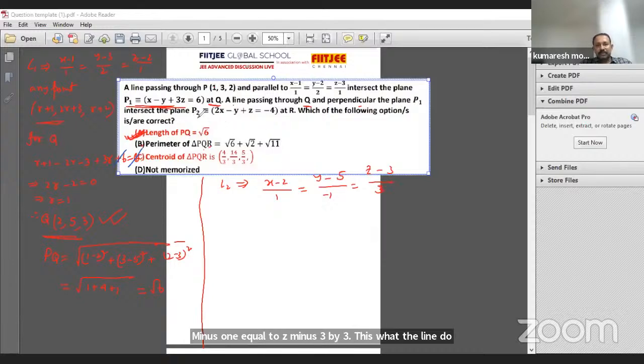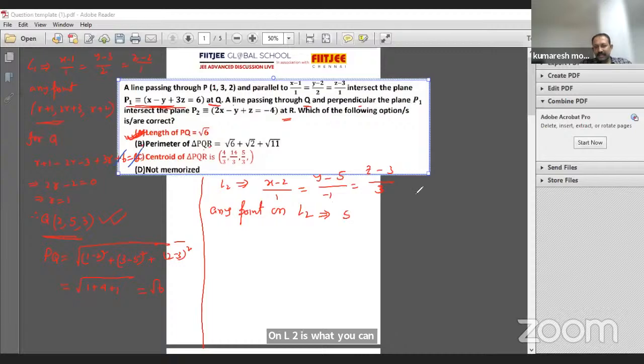This is the line L2. Now, the line L2 intersects the plane at R. Any point on L2 we can write in the standard form. Let's say this is equal to S. I'll get any point as S plus 2 for the x coordinate, the y coordinate minus S plus 5, and 3S plus 3.